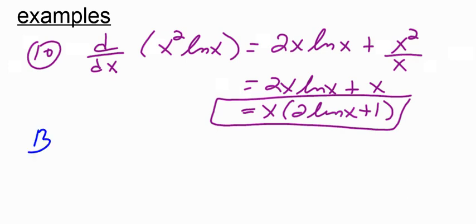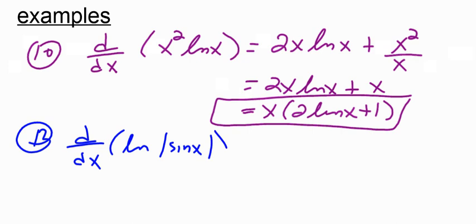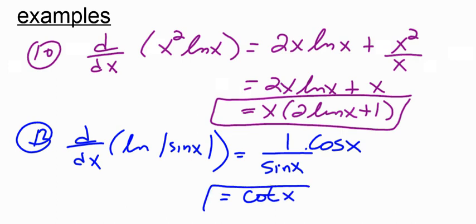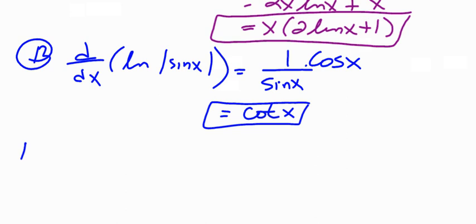Let's do number 13. We want to find the derivative of natural log of sine x. So in this case, I'm going to do the derivative of the outside function, the natural log, and then I'm going to multiply it by the derivative of the inside function. The derivative of sine is cosine, and then I can see here these are factors. I have cosine x over sine x, which is cotangent x. And there's my derivative of that one. Let's do next number 15.